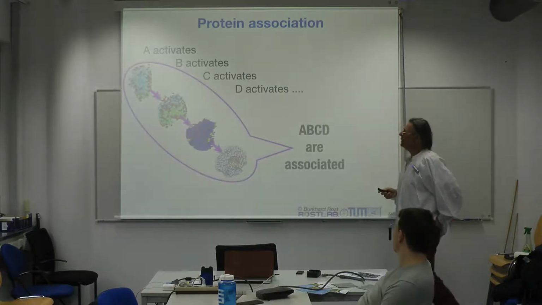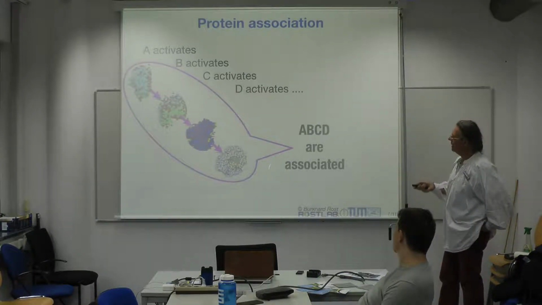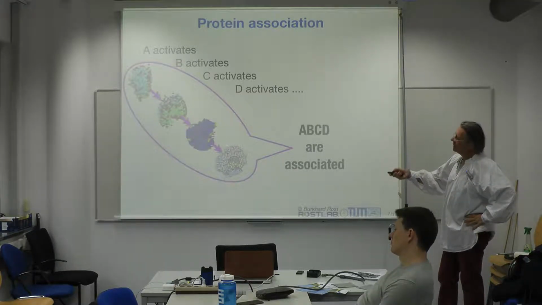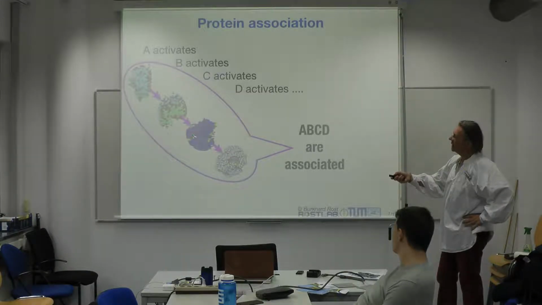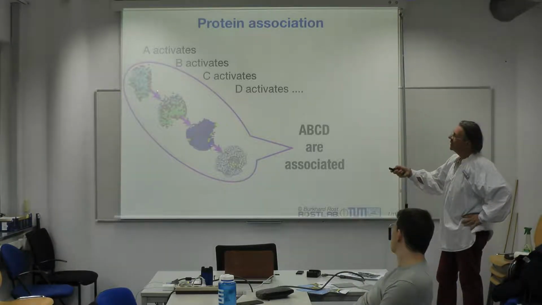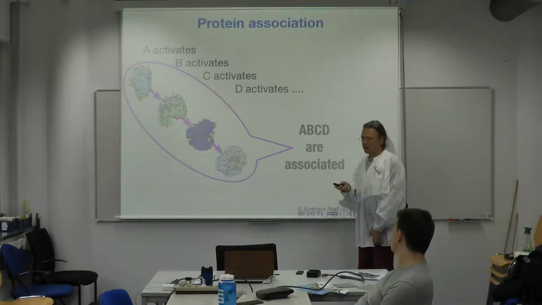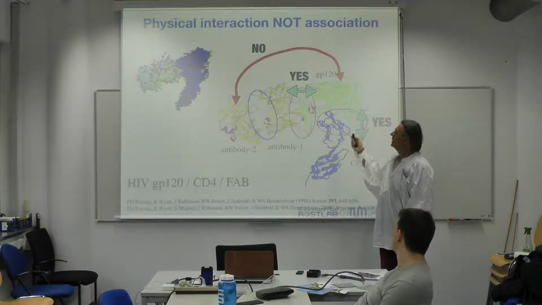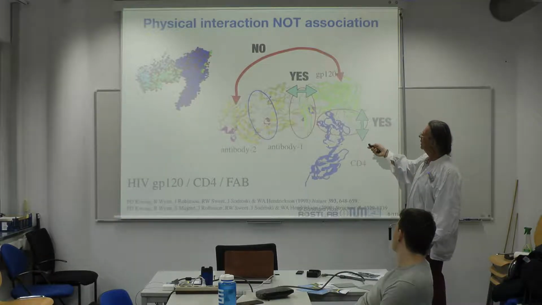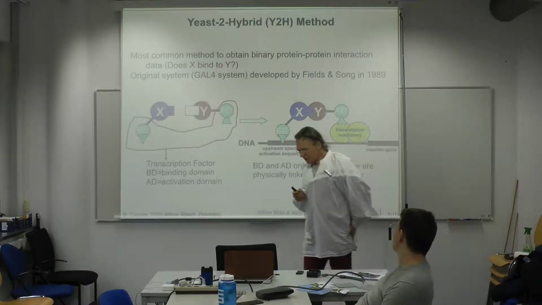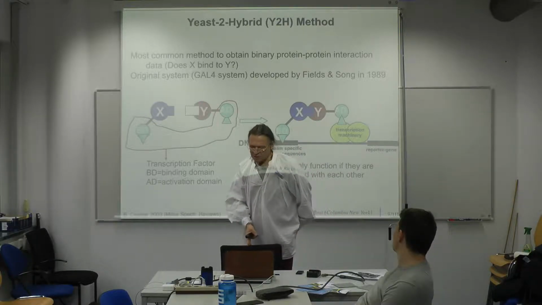There is a very different sort of thing that I refer to as association. Often that is called protein interaction. In a chain such as this, A activates B, activates C, activates D. D and A are associated, but not really interacting for me. Okay? So these two are not physically interacting. These two are.